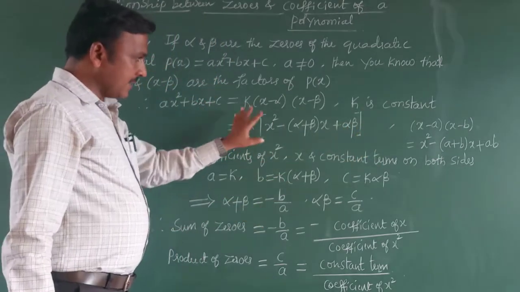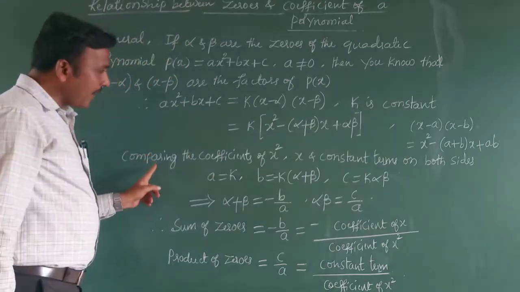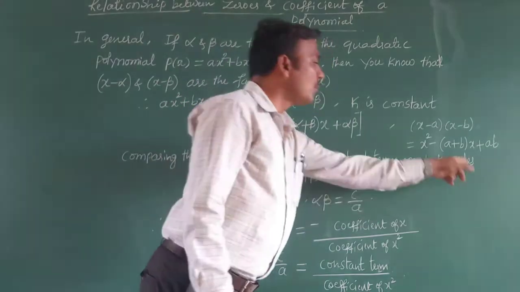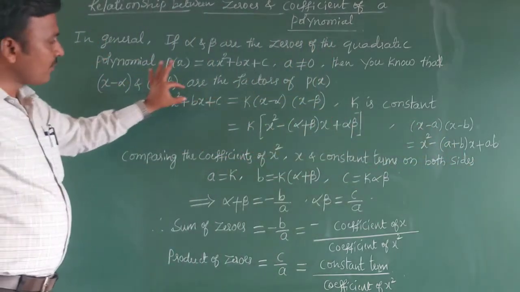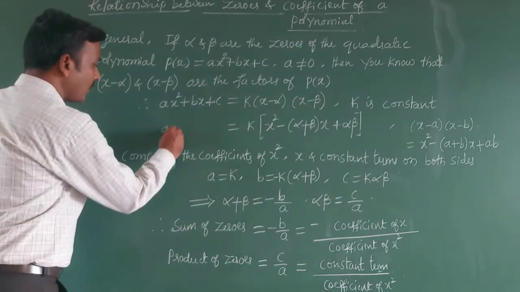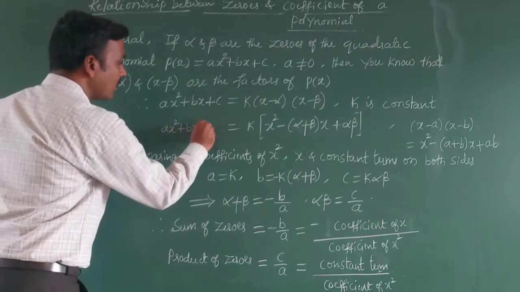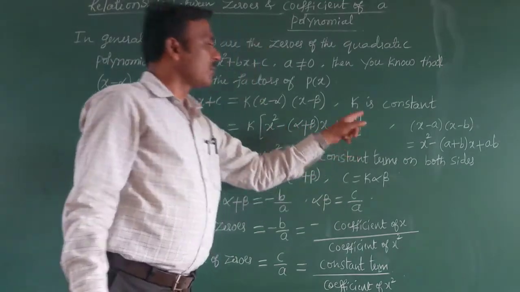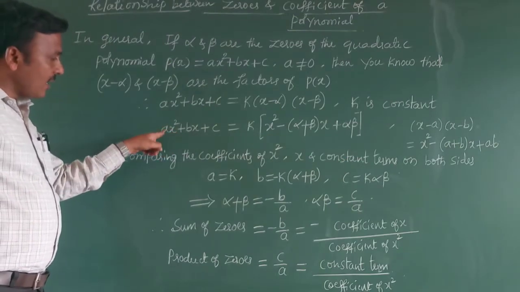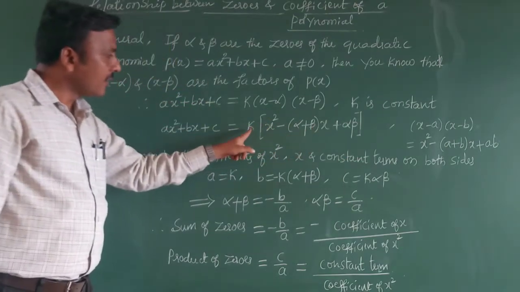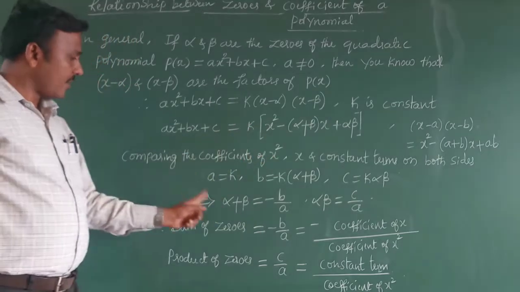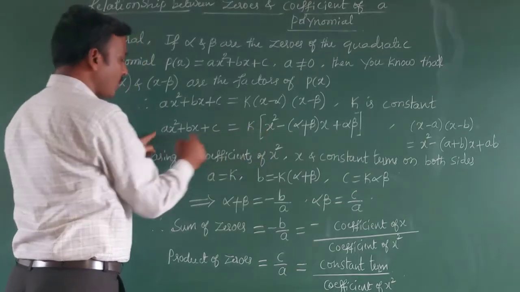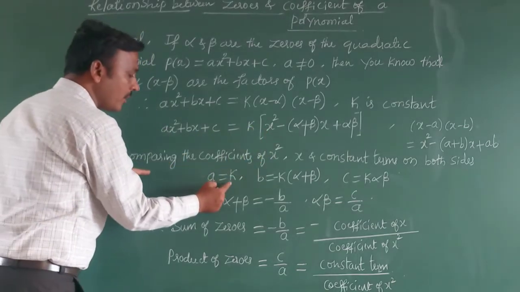Now we have to compare the coefficients of x², x and the constant term on both sides. The LHS is ax² + bx + c, which equals k[x² − (alpha + beta)x + alpha·beta]. The coefficient of x² on the left is a; compare it with k times x². So a is equal to k.